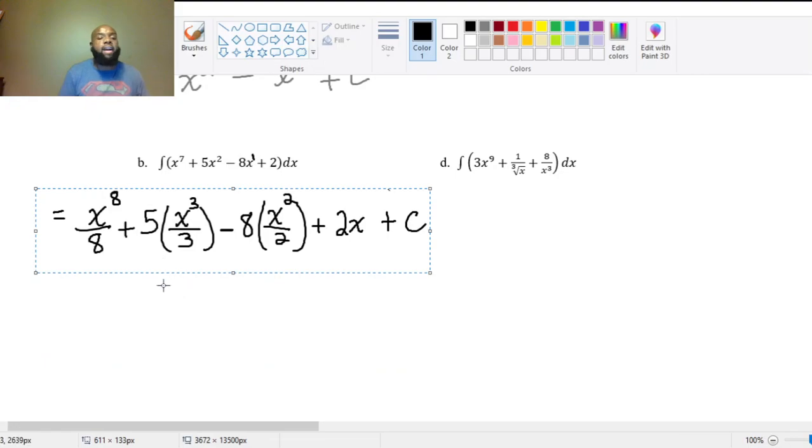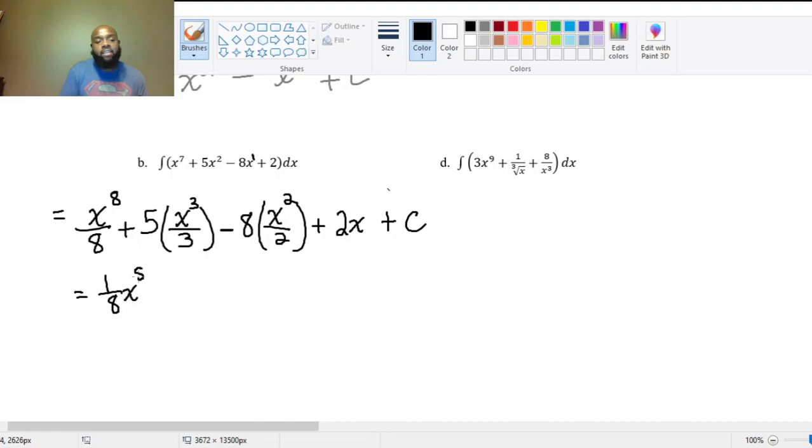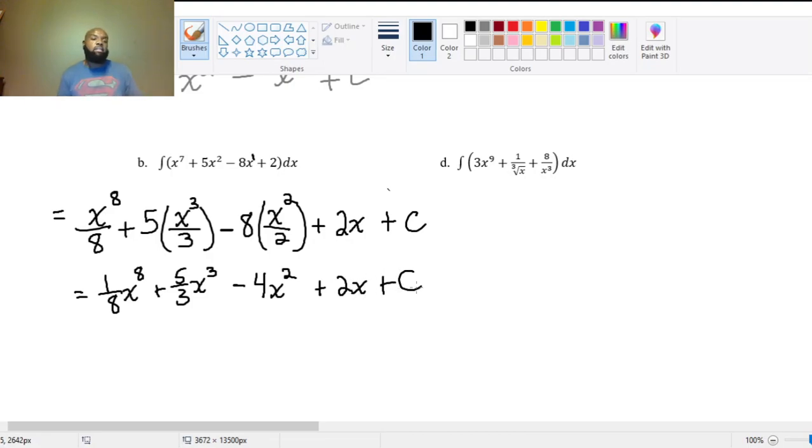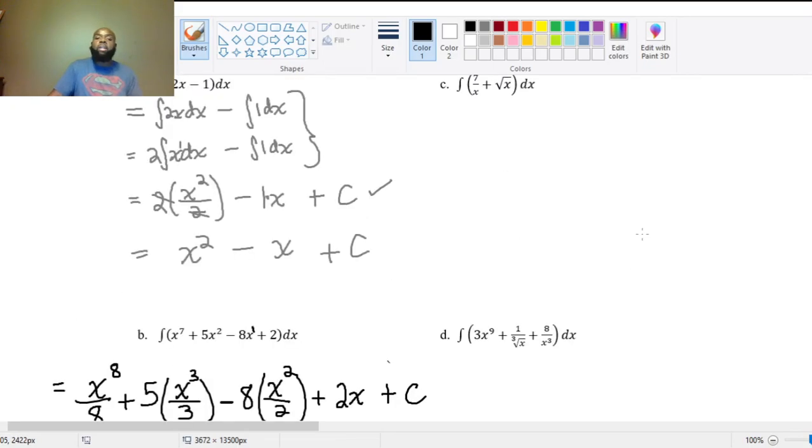And then I'll simplify it. And so this is going to equal, if you wanted to write this as 1/8 x to the 8th, that's perfectly fine, plus 5/3 x cubed. 8 divided by 2 is 4, so that'll be a minus 4x squared plus 2x, and then I have to add on my plus c, right? This is the antiderivative. We don't use a capital F of x here because this is what this indefinite integral equals. Let's go to part C.